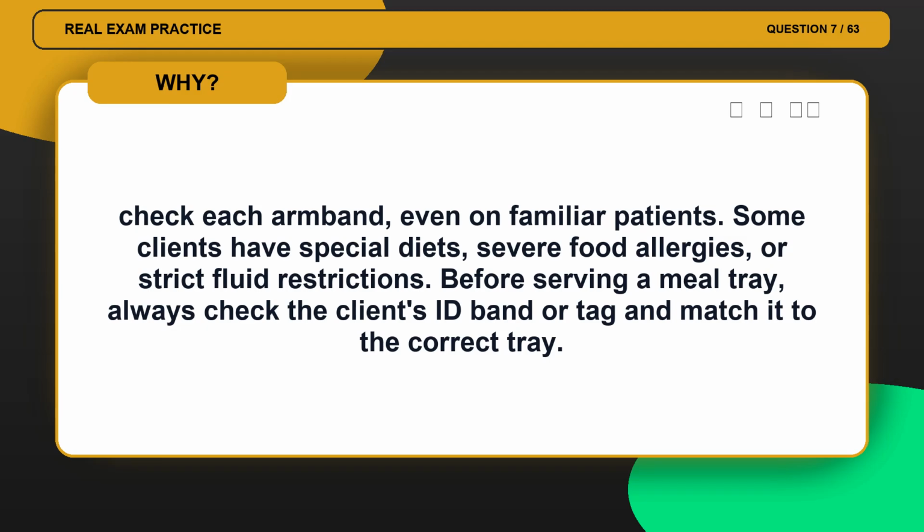Check each armband, even on familiar patients. Some clients have special diets, severe food allergies, or strict fluid restrictions. Before serving a meal tray, always check the client's ID band or tag and match it to the correct tray.